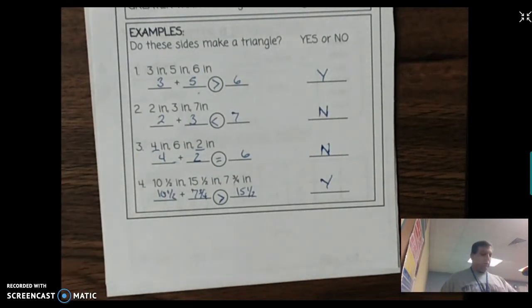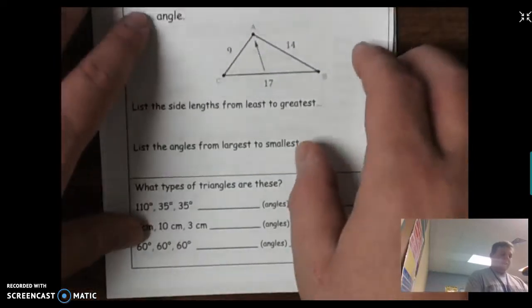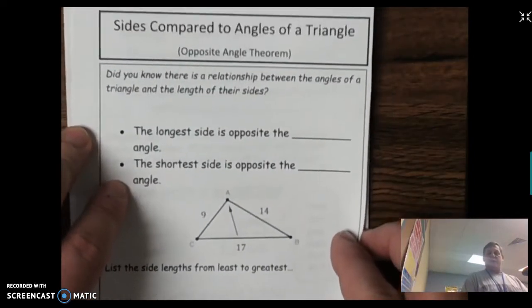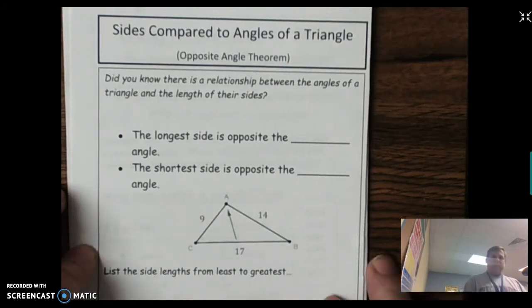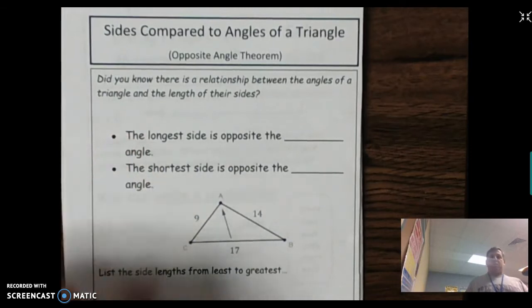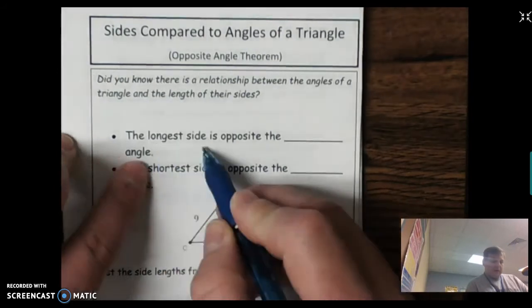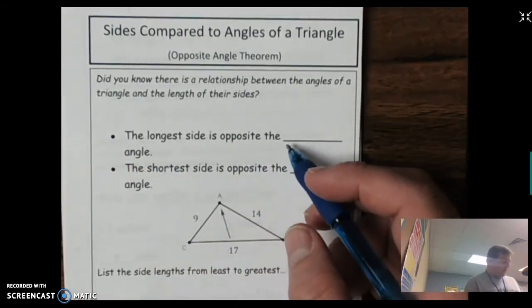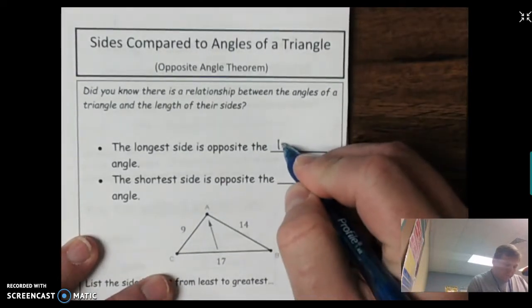We're going to do another one that everybody needs to pay attention to now. It is sides compared to angles of a triangle. We've looked at this in a couple of classes very briefly, but here are the notes for it. There's a relationship between the angles of a triangle and the length of their sides. The longest side is opposite the largest angle.